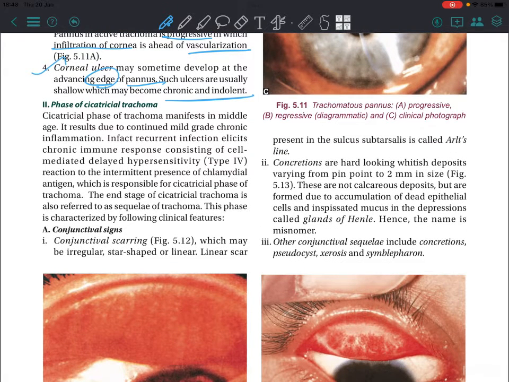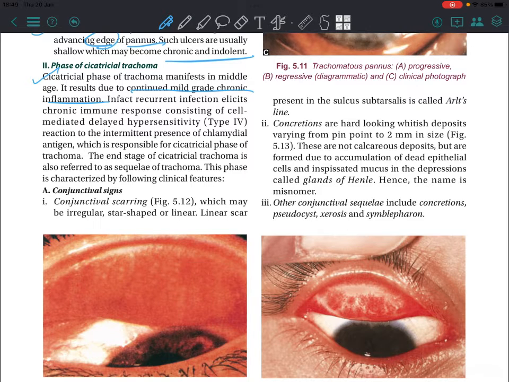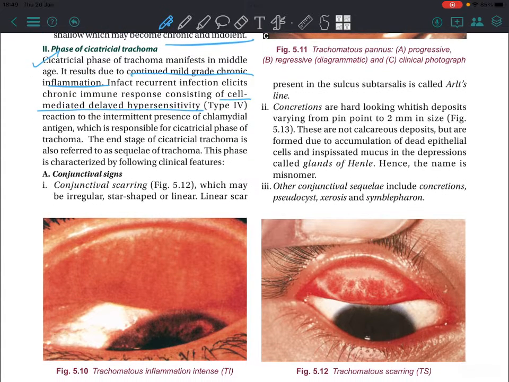Phase of cicatricial trachoma. The cicatricial phase of trachoma manifests in middle age. It results due to continued mild-grade chronic inflammation. In fact, recurrent infection elicits a chronic immune response consisting of cell-mediated delayed hypersensitivity reaction to the intermittent presence of chlamydial antigen. The end stage of cicatricial trachoma is also referred to as sequelae of trachoma.